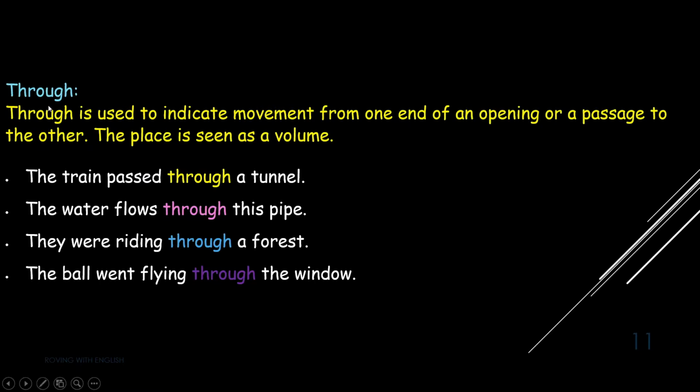Next is through. Through is used to indicate movement from one end of an opening or a passage to the other. And this place is seen as a volume. Like the train passed through a tunnel. The water flows through this pipe. They were riding through a forest. The ball went flying through the window.